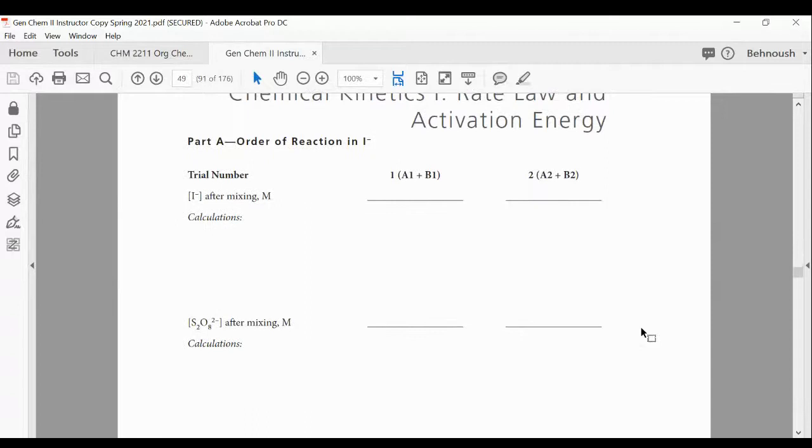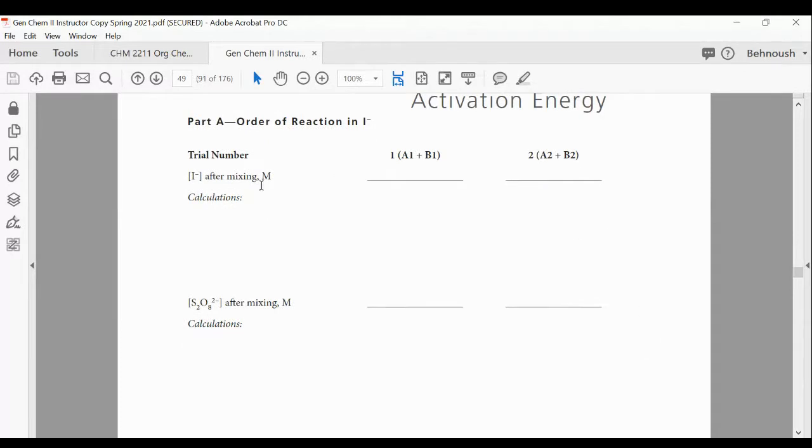I'm going to show you exactly what you need to do. So your trial number, which is 1 for trial 1, you're adding A1 plus B1. Trial 2, you're adding A2 plus B2. What is A1 and A2? Those are the flasks, and the table shows you which liquids go to A1 and which liquids go to B1. And the next step is asking you to calculate the concentration of iodide after mixing.